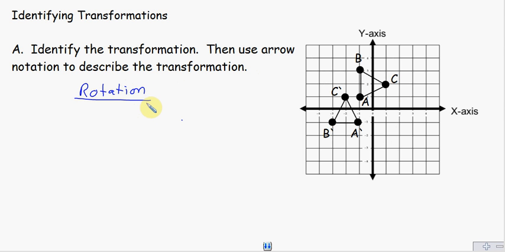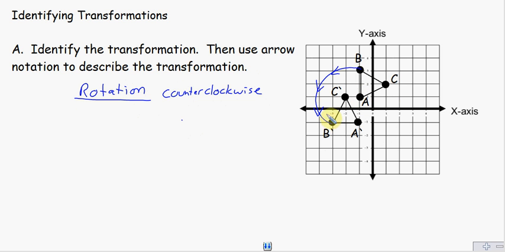Now we also have to identify which direction it went. Notice that the pre-image is here at the top, and then the image is here on the left. I guess we can look at B, and then this B over here. We went this direction. Notice the arrows that I'm writing on here. With those arrows, this tells me that I started with B and then went to B prime. I went to the left. So this would be a counterclockwise type of rotation, but then I also need a degree measurement.